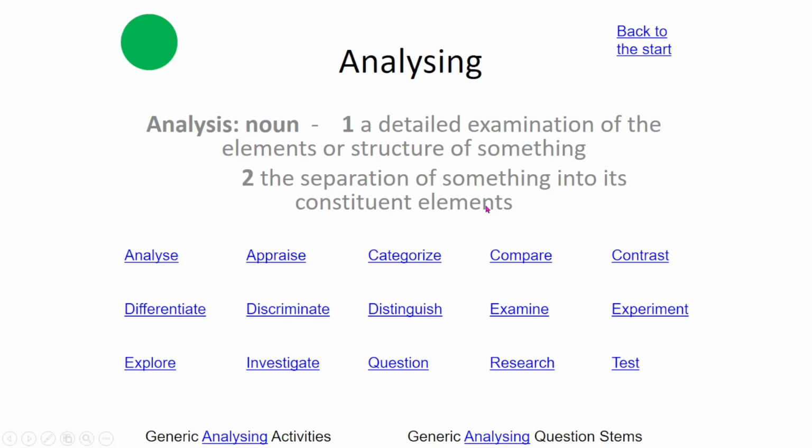Appraise. Assess the quality or nature of. Assess the quality of your work in the light of your success criteria. What assessment would you make of the speaker's argument?